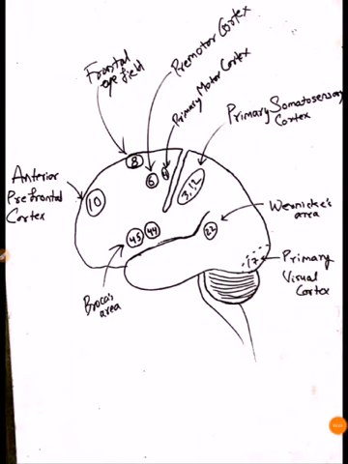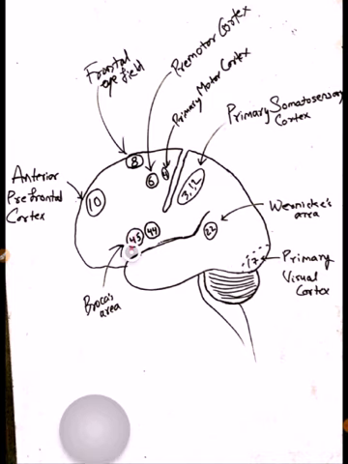Hello guys, today let's talk about the functional areas of the cerebral cortex which are extremely relevant to a case of stroke or cerebrovascular accident. First we will talk about the functional areas in the frontal lobe, then hop on to the parietal lobe, the temporal lobe, and then on to the occipital lobe.